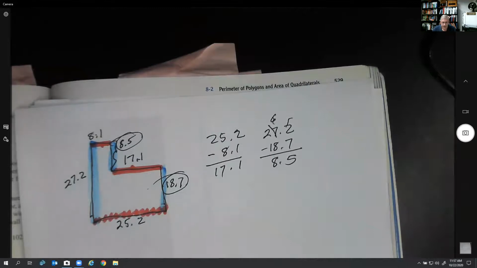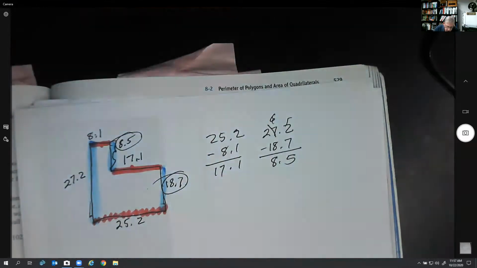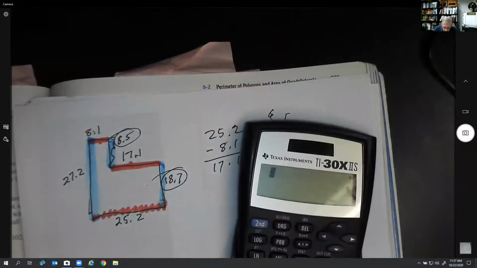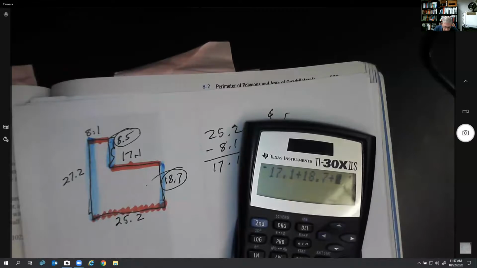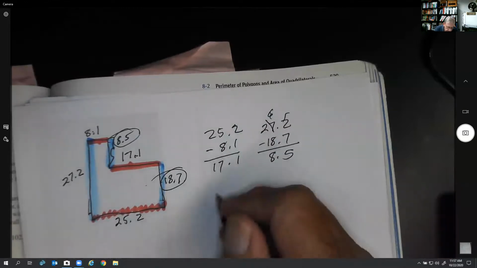Now, if you want to find a perimeter, you're going to add all those numbers together. You just pop them into your calculator if you wanted to. 8.1 plus 8.5 plus 17.1 plus 18.7 plus 25.2 plus 27.2 equals 104.8.